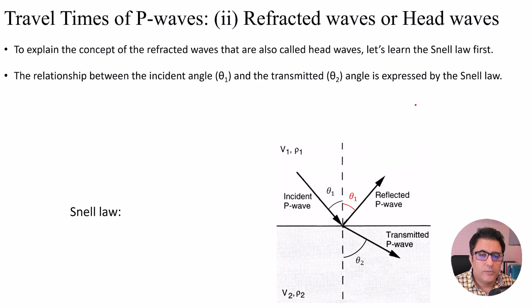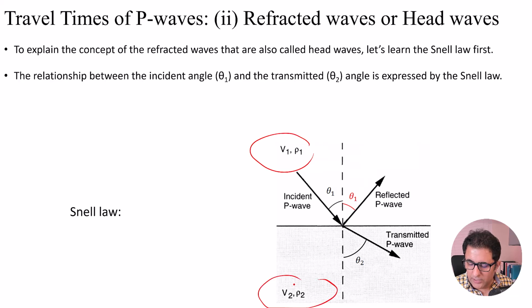Another group of seismic waves that we see on a seismic shot record is refracted waves. In order to explain the concept of refracted waves, let's review the concept of Snell's law first. Snell's law predicts the incident and transmitted angle for a seismic wave at the boundary of two geological layers. Assume that we have two different geological layers with different seismic velocities. The velocity of the first layer is V1 and the velocity of the second layer is V2.